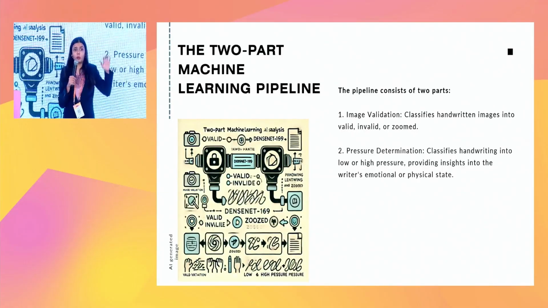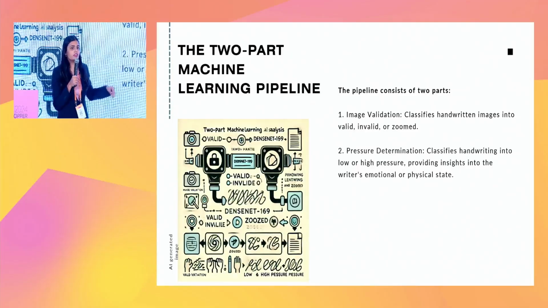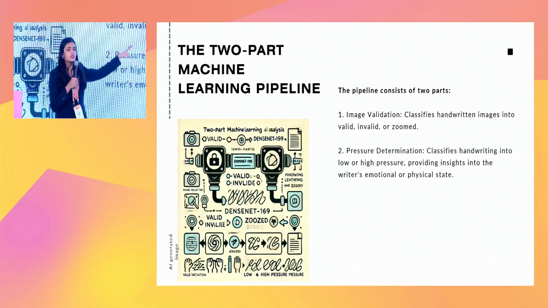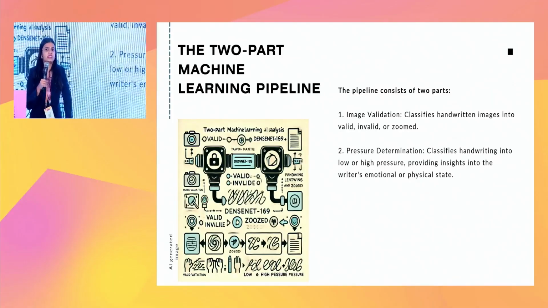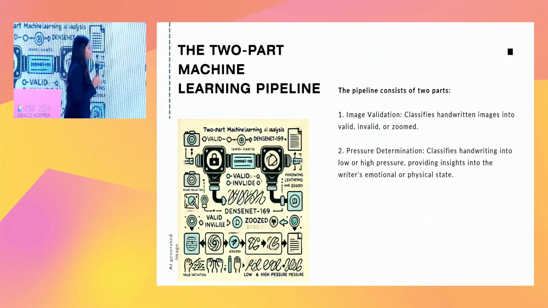Now, why did we classify it as zoomed? So that we can run pre-processing on all the zoomed images, make it compatible with all the valid images, and then run through the pipeline, right?